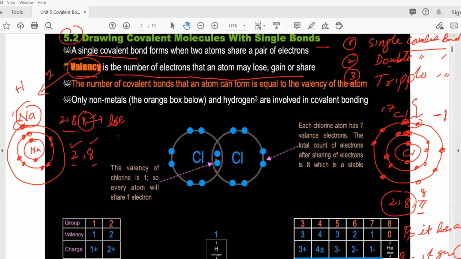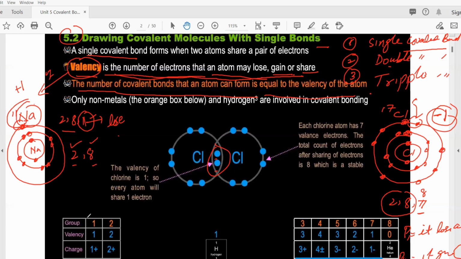Now see the definition. Valency is the number of electrons that an atom may lose, like sodium, or gain, like this one, or share, like this one. That is known as its valency. The number of covalent bonds that an atom can form is equal to the valency of the atom. For example, chlorine can form how many covalent bonds? One. Why? Because its valency is 1. So like this, you will know.